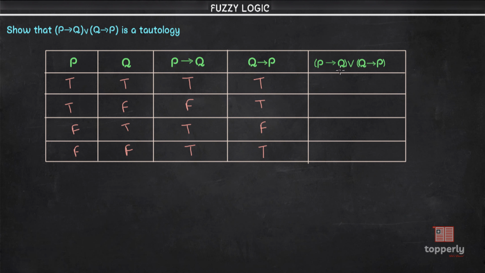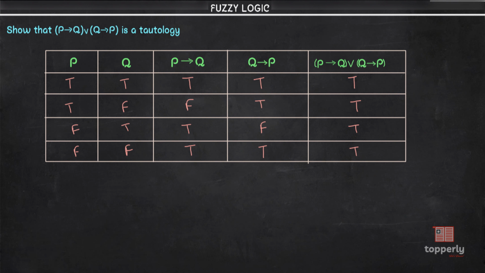Lastly, we have P implies Q, disjunction Q implies P. So when both are true, we will have true. When one of them is true, we will have true. One of them is true, it is true. And when both are true, it will be true. Therefore, we have proved that P implies Q, disjunction Q implies P is a tautology. So this is how you prove a given statement or expression as a tautology. You can also prove this tautology with the help of the algebraic method that I have shown earlier, but a truth table is much easier to understand and easier to prove.